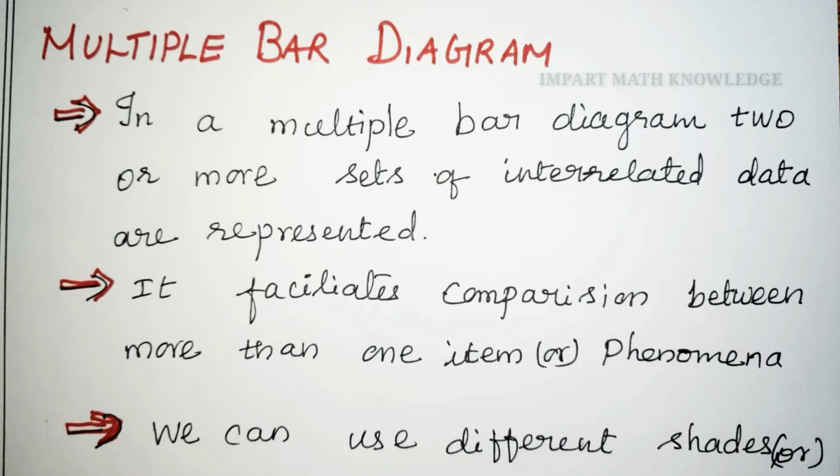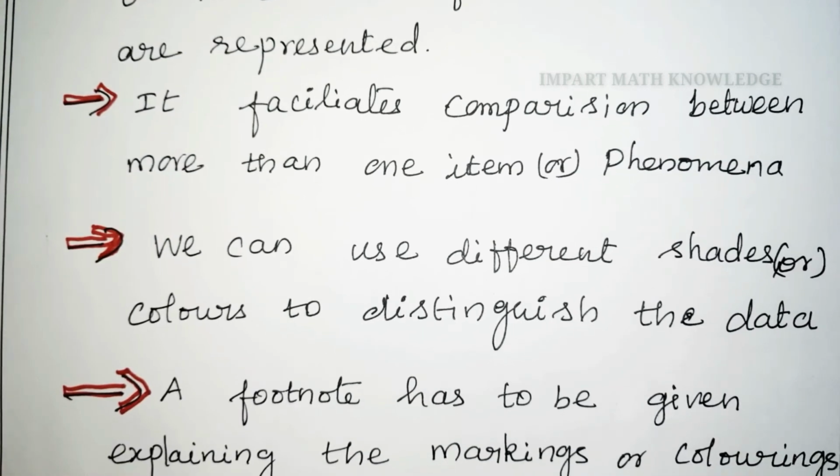Next one, multiple bar diagram. In a multiple bar diagram, two or more sets of interrelated data are represented. It facilitates comparison between more than one item or phenomenon. We can use different shades or colors to distinguish the data. A footnote has to be given explaining the markings or colorings.